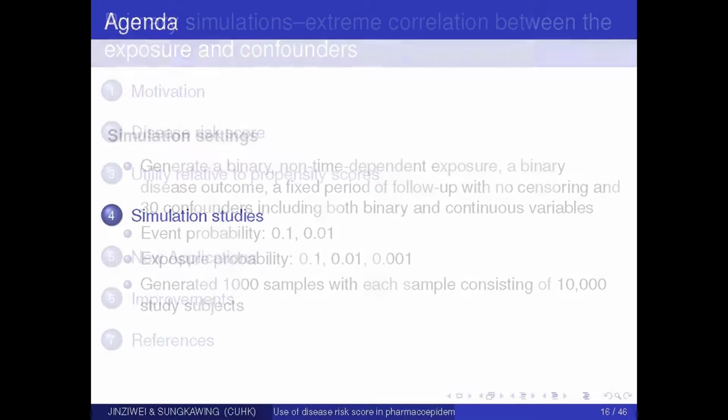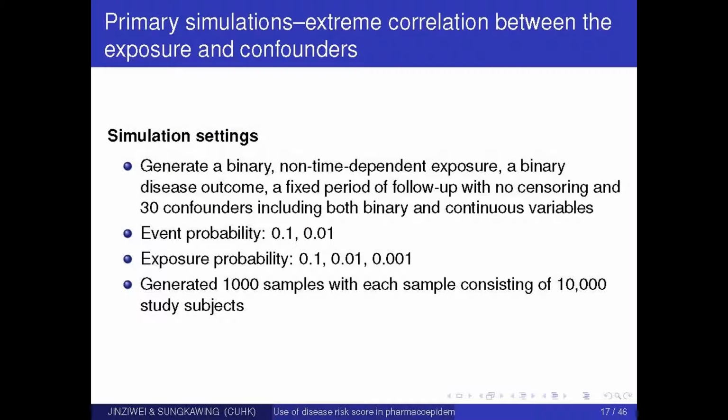Next, we are going to illustrate simulation studies comparing regression models using the disease risk score to conventional models. In primary simulations, we generated a binary, non-time dependent exposure, a binary disease outcome, a fixed period of follow-up with no censoring, and 30 confounders including both binary and continuous variables. We considered event probabilities of 0.1 and 0.01 and exposure probabilities of 0.1, 0.01 and 0.001. For each simulation setting, we generated 1,000 samples, with each sample consisting of 10,000 study subjects.